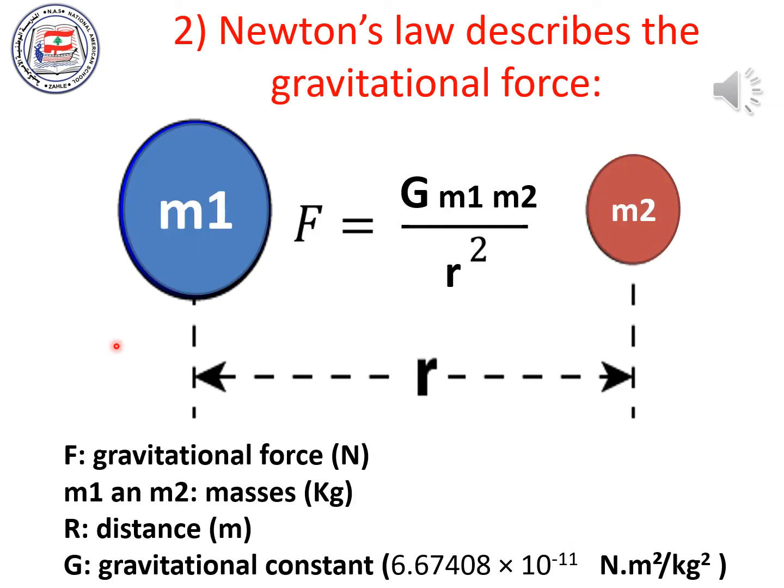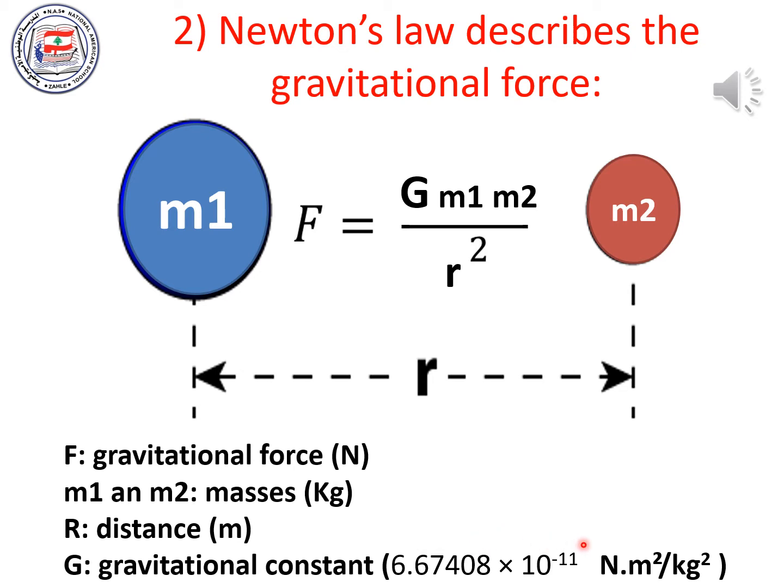However, Newton's law describes the gravitational force, which is F equals G times m1 times m2 over r squared. F is the gravitational force measured in newtons, m1 and m2 are the masses measured in kilograms, r is the distance measured in meters, and G is the gravitational constant equal to 6.67408 times 10 to the power minus 11.